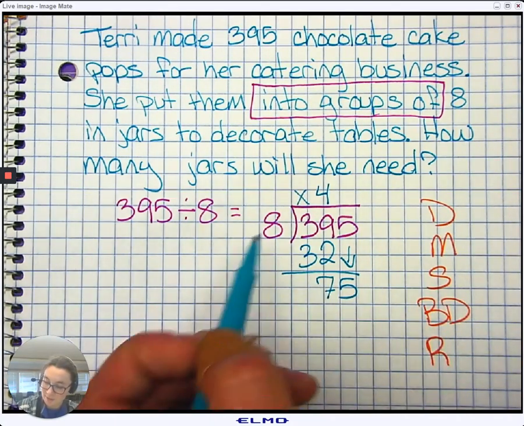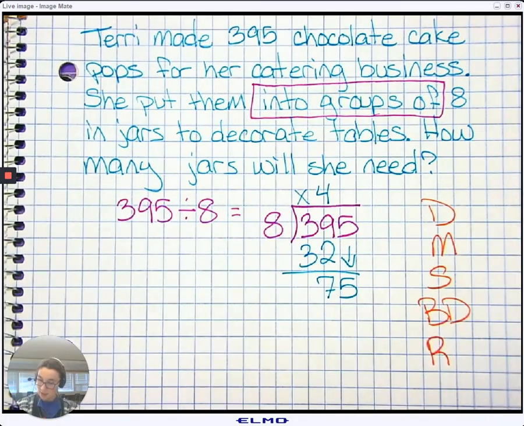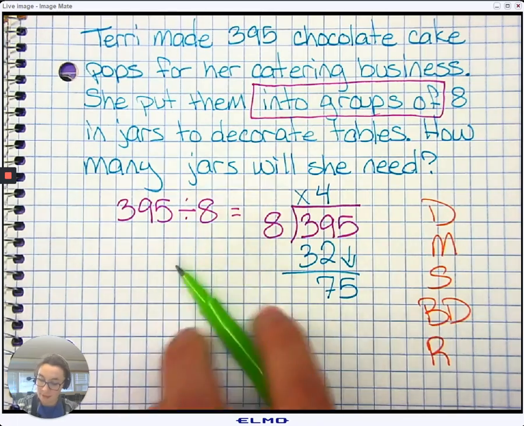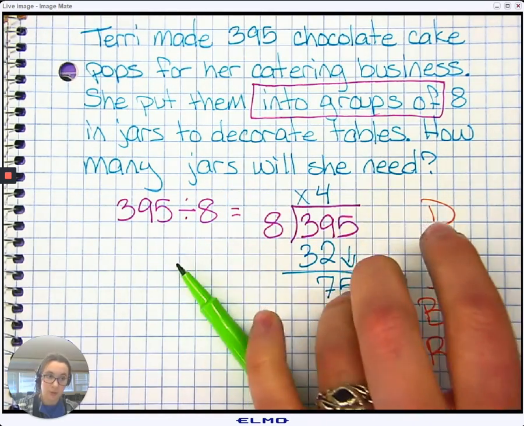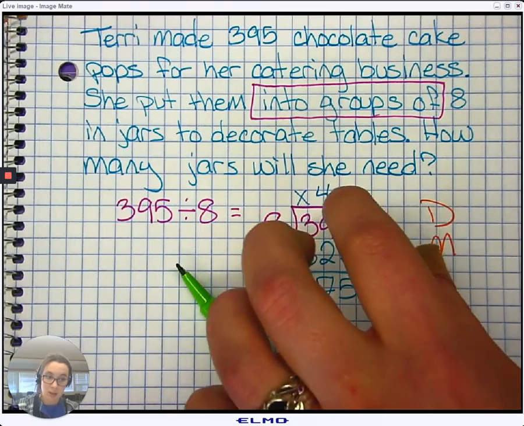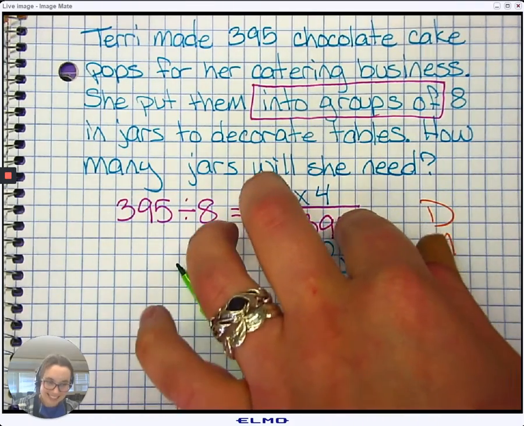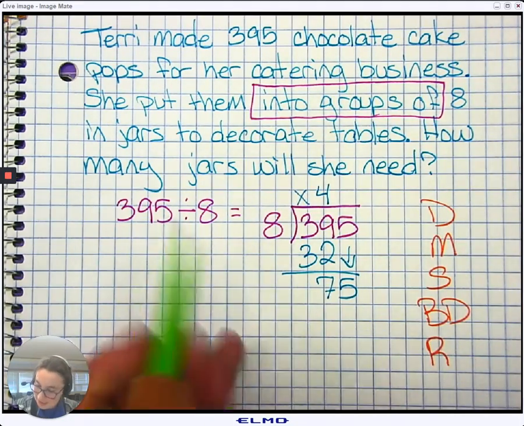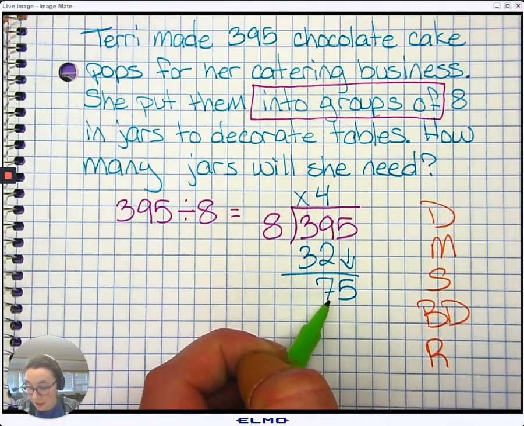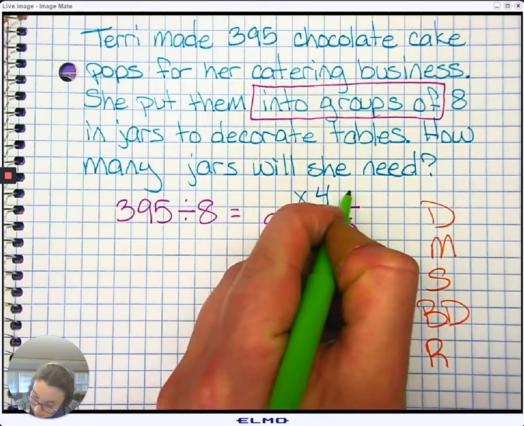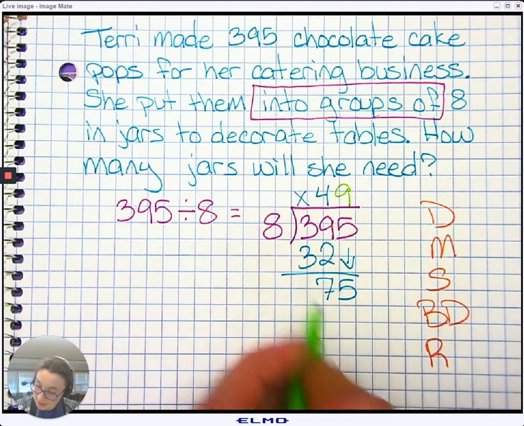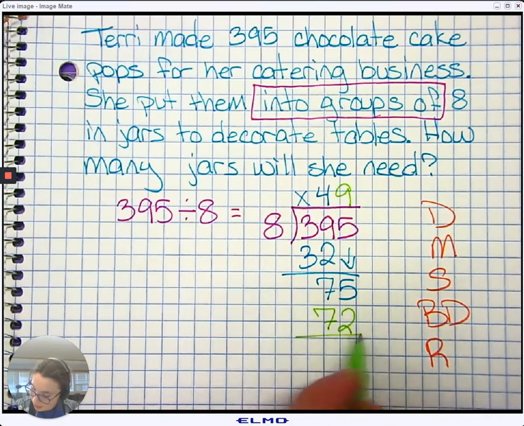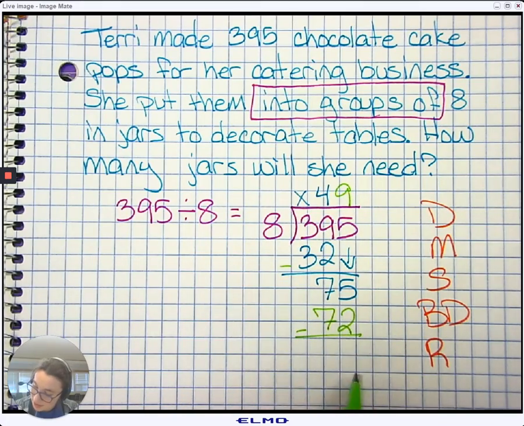Now we repeat. Divide. How many times does 8 go into 75? 8, 16, 24, 32, 40, 48, 56, 64, 72. 9 times, because I can't go any farther than that. I can't go any farther than 9 because that would get me to 80. So 9 times. 9 times 8 is, as I just said, 72. Have enough room? Yes, I have room. Subtract again. 75 minus 72 is 3.